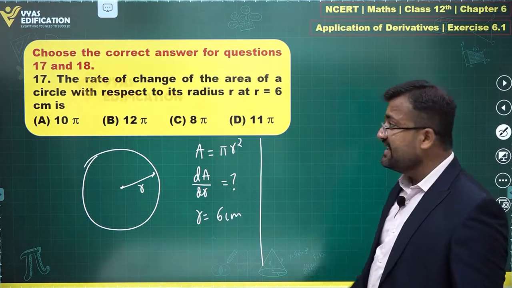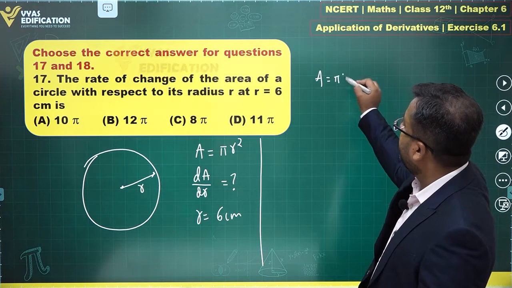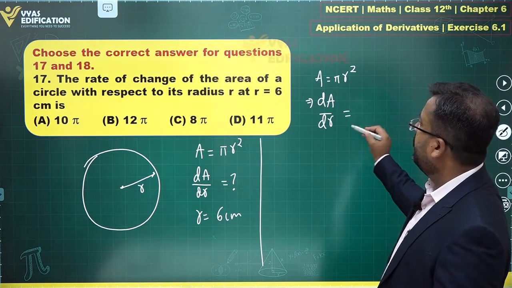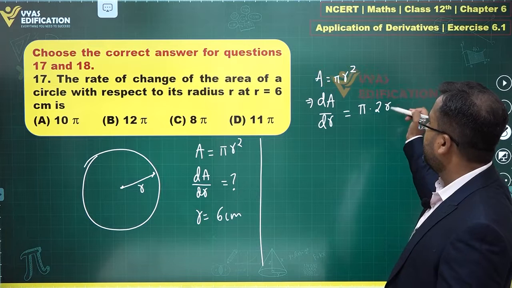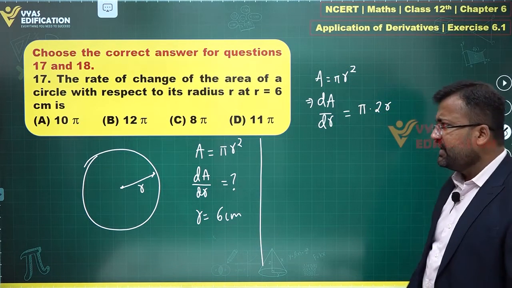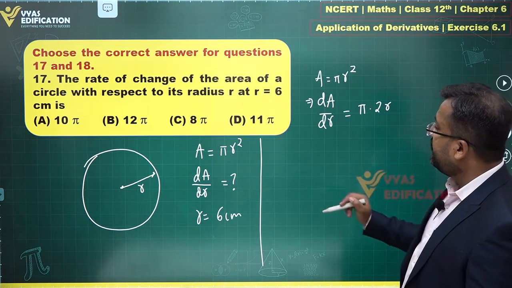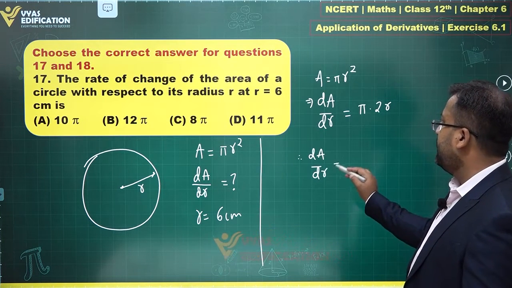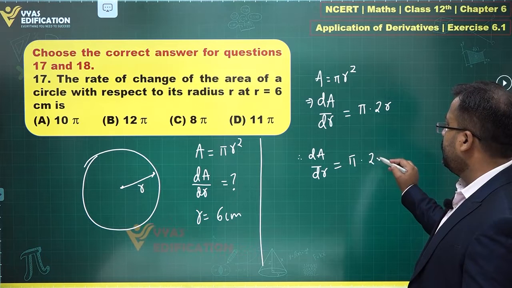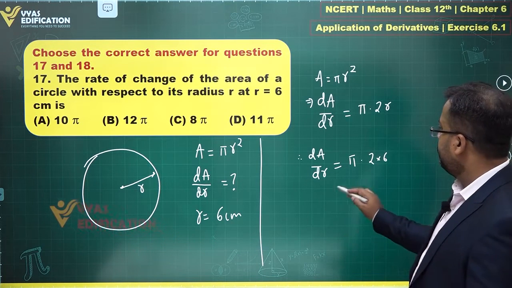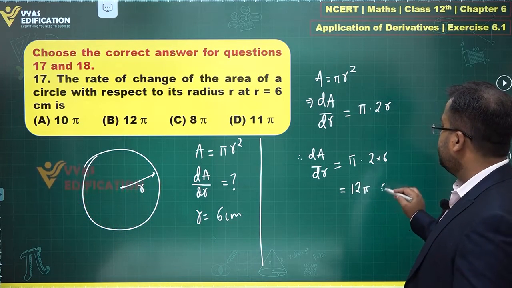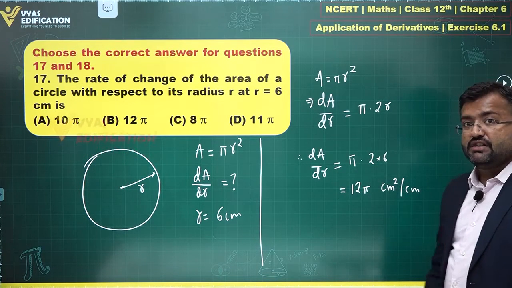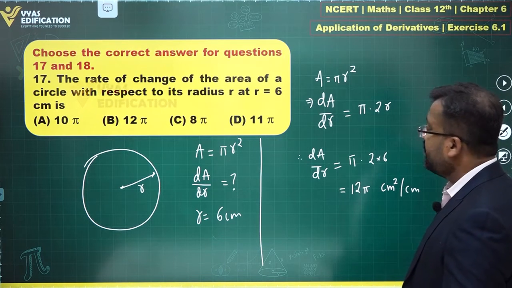Can we find this? Yes. Area is pi r square, so dA over dr will be pi times 2r. That's pretty simple differentiation. And when r equals 6 centimeter, dA by dr will be equal to pi times 2 times 6. This is 12 pi centimeter square per centimeter is what I get.